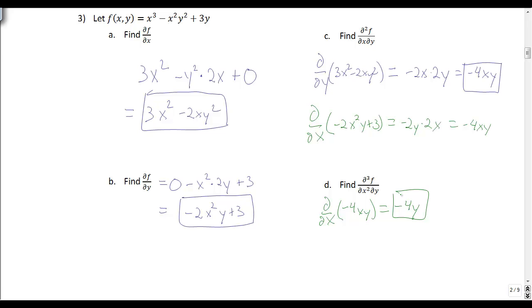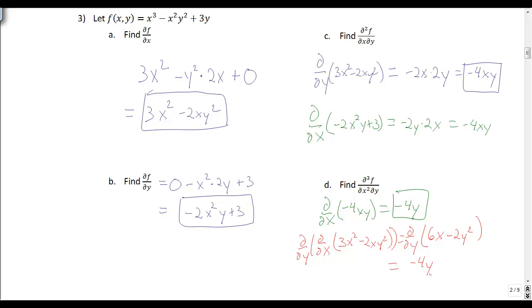Now you could have done this in other ways. You could have taken your partial, let's say, with respect to x twice and then with respect to y. So you could have done a partial with respect to y of the partial with respect to x of the partial with respect to x. If you did that, the partial with respect to x is going to be 6x minus 2y squared. Then I take a partial with respect to y of this. 6x is 0 from y's perspective, and I get a negative 2 times 2y. That would give me the negative 4y as well.